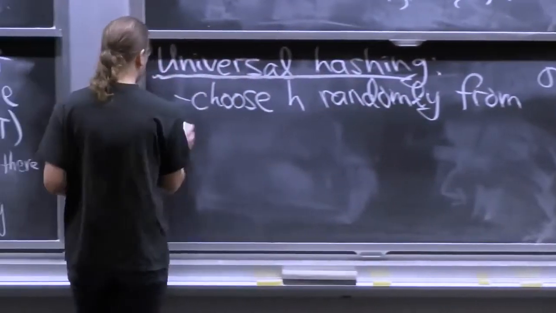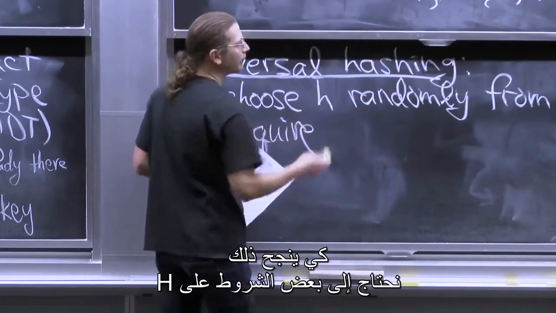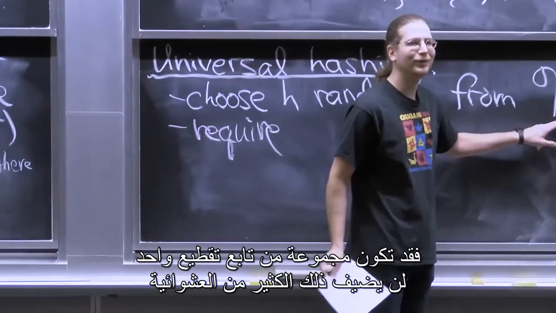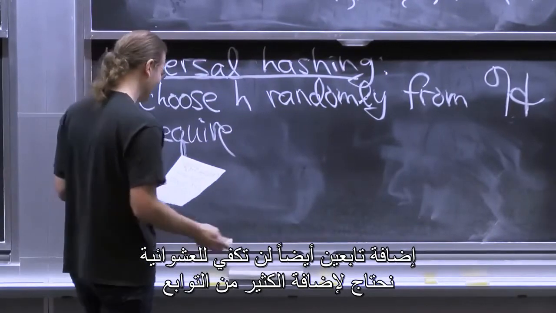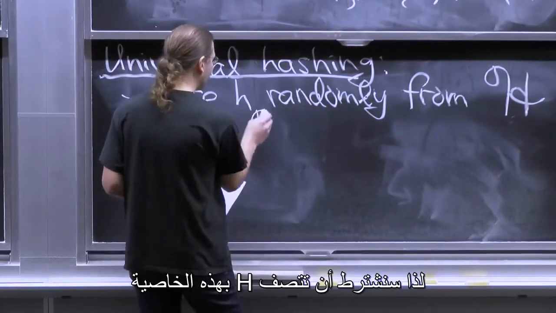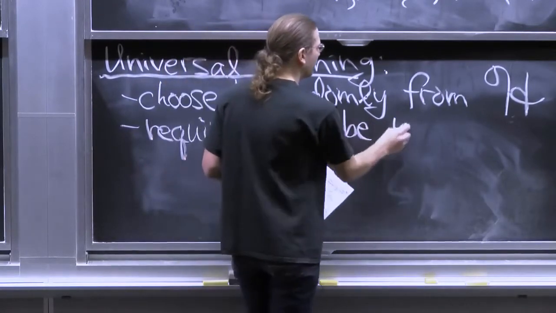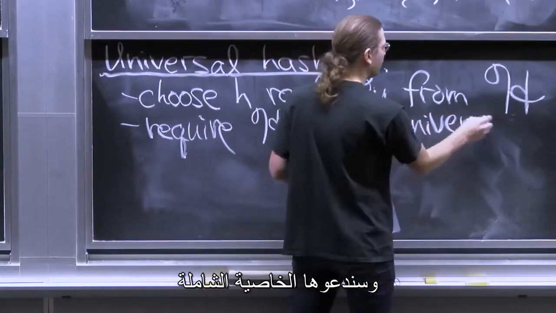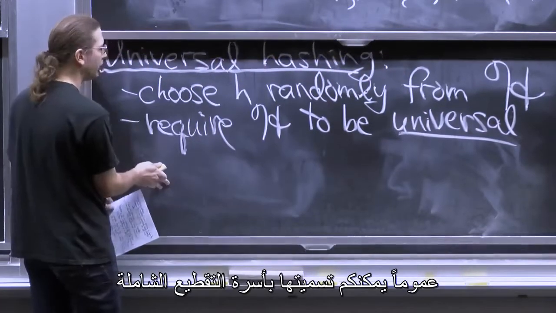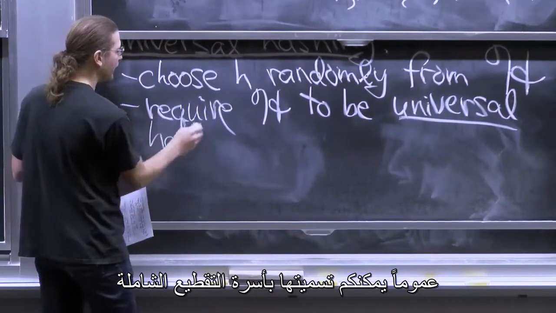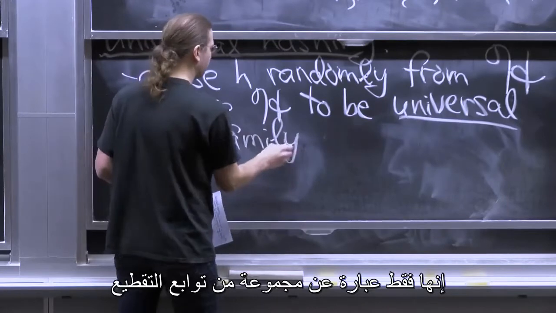So for that to work, we need some assumption about capital H. Maybe it's just a set of one hash function. That wouldn't add much randomness. 2 also would not add much randomness. We need a lot of them. And so we're going to require H to have this property, and we're going to call it the property of universality. Generally, you call it a universal hash family, just a set of hash functions.